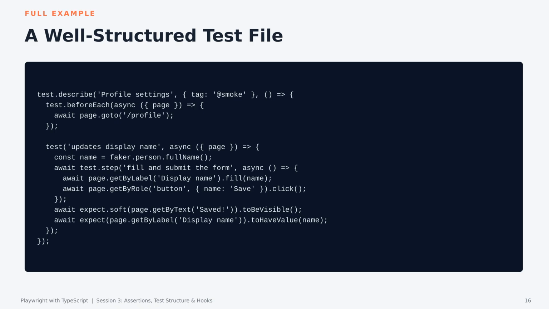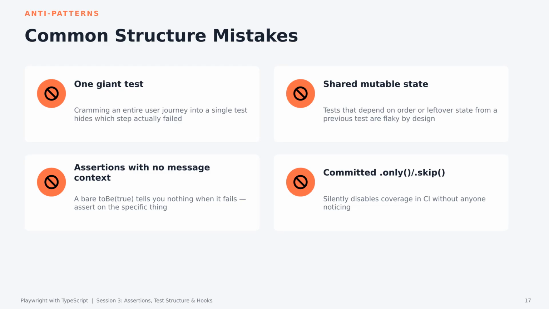Let's talk anti-patterns, because I want you to recognize these before they end up baked into your suite. One giant test, cramming an entire user journey into a single test, hides exactly which step actually failed when something breaks. Shared mutable state, tests that depend on execution order or on leftover state from a previous test, are flaky by design, not by accident.